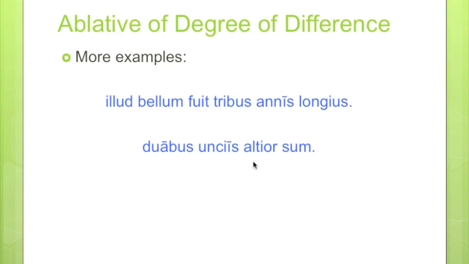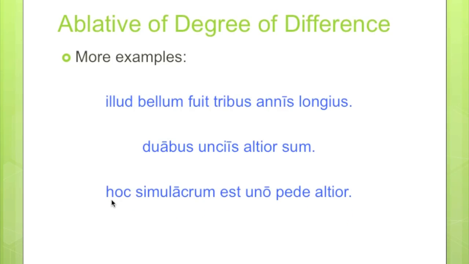Here's another example. Duabus is the ablative of 2, the word for 2. Unciis is the ablative plural of the word uncia, unciae, feminine, a first declension noun that means inch. So this literally means by 2 inches. It's ablative, by 2 inches. So this is, I am taller by 2 inches. In English, we would simply say, I am 2 inches taller. But you must in Latin say, I am by 2 inches taller. You must use the ablative.